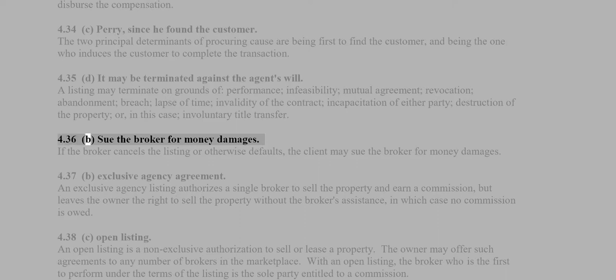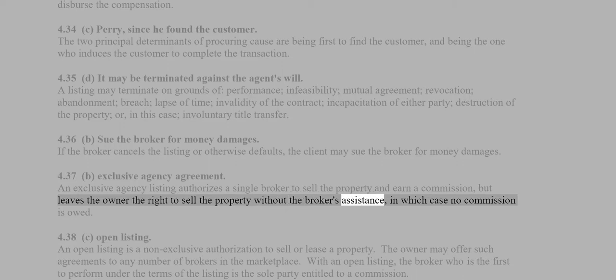4.36 b. Sue the broker for money damages. If the broker cancels the listing or otherwise defaults, the client may sue the broker for money damages. 4.37 b. Exclusive agency agreement. An exclusive agency listing authorizes a single broker to sell the property and earn a commission, but leaves the owner the right to sell the property without the broker's assistance, in which case no commission is owed.